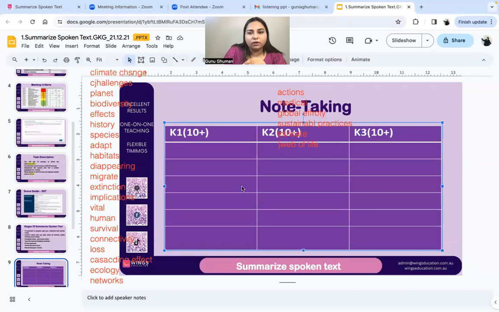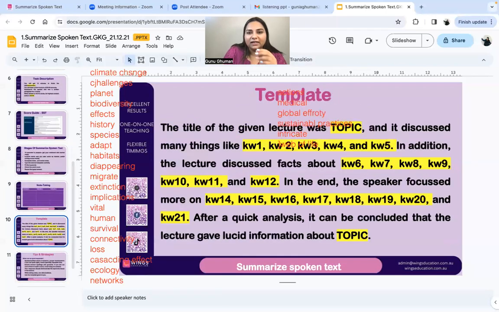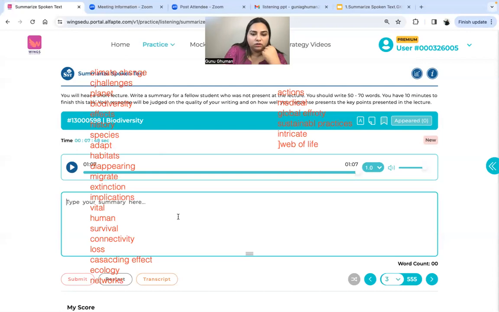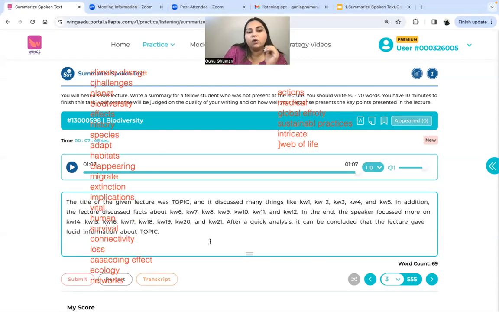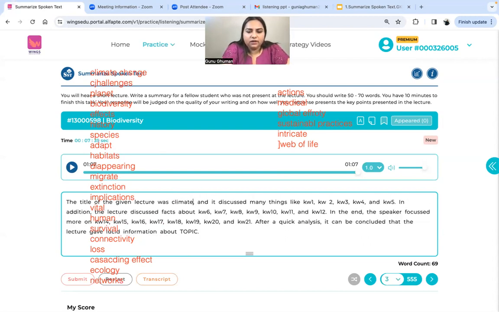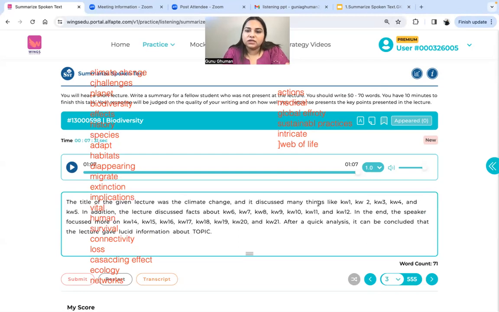So that's your template. We will type that template on our screen here. And now it's your job to find out the title. So what can be the title? Climate change. I think that is the title. So climate change or the climate change, whatever you like. I can say the climate change. Yeah. And then it discussed many things like, and then I can type things.